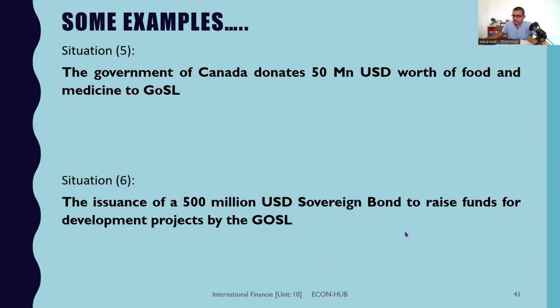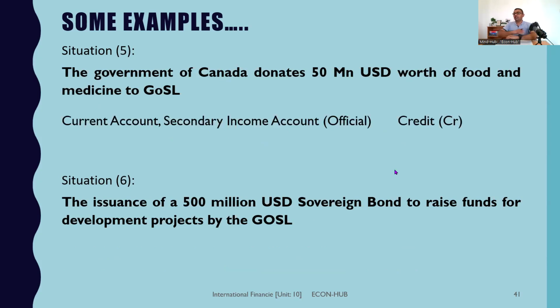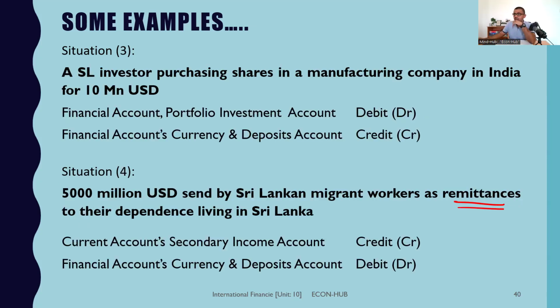Okay. Yes, very good. Secondary. Right. So this would be a proper way to write the first entry. Current account, secondary income account. Secondary income has official and private. This is official. Earlier, remittances, right? I hope you all noticed that or understood that.